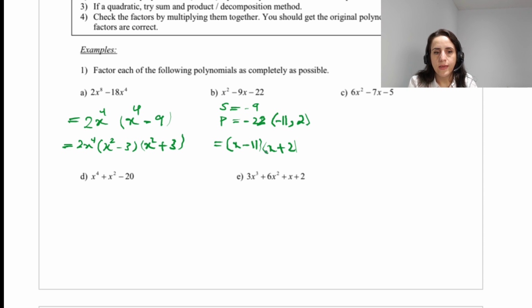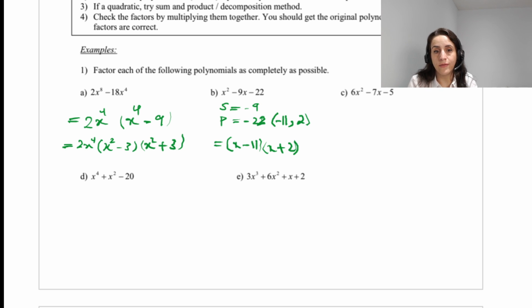How about part C? As you see, part C is a bracket, folks. On part C, there is no common factor that I can do. It's a 6x squared and 5 at the end, so for sure it's not a perfect square or difference of squares, because a difference of squares needs two terms. This has three terms, and the first and last terms are not squares. Then the only thing that I'm thinking is sum and product.